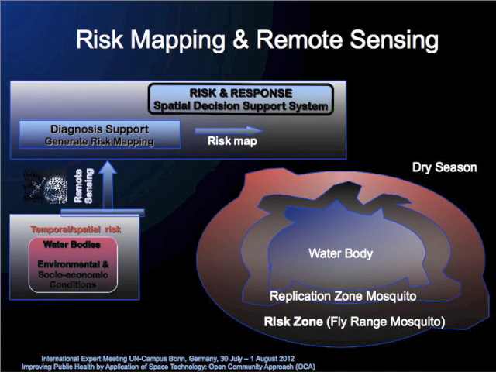If we have a closer look at the subject of the Action Team 6 follow-up initiative, we link space technology to public health problems. First of all, risk mapping and remote sensing are linked to this area of global public health problems by detecting environmental parameters that trigger vectors, for example, the replication zone for mosquitoes. The fly range of mosquitoes can determine risk areas which can be used for public warnings or risk mitigation strategies for vector control units.